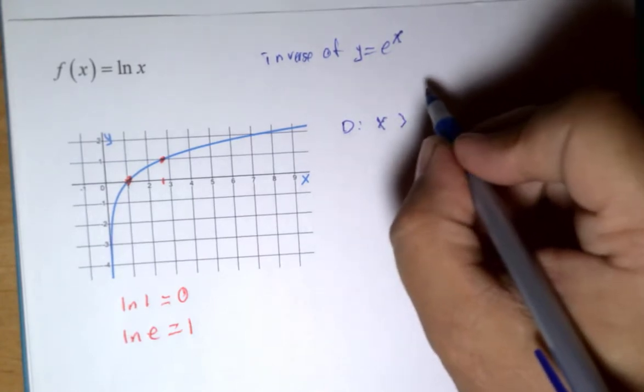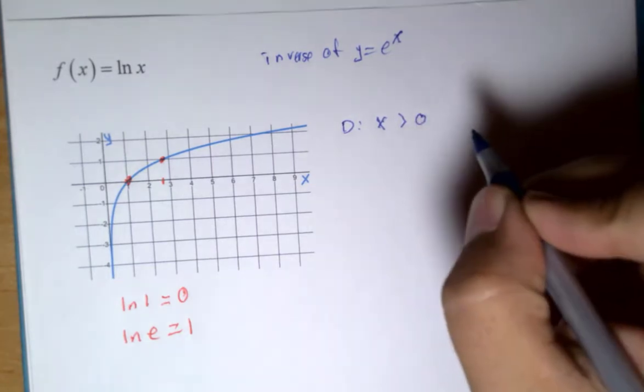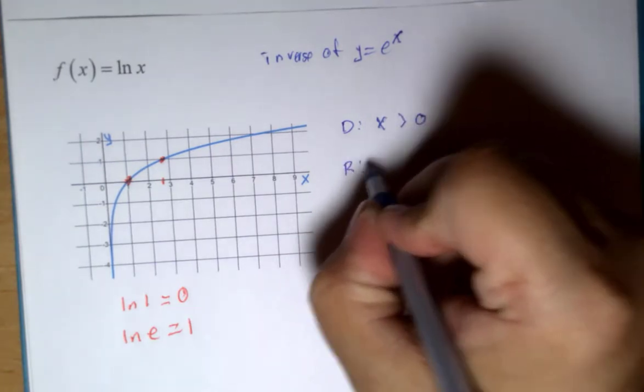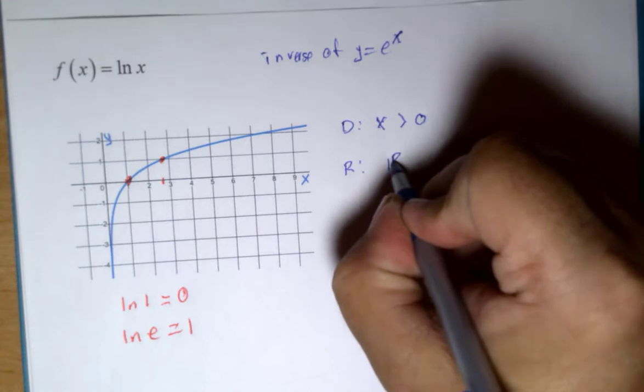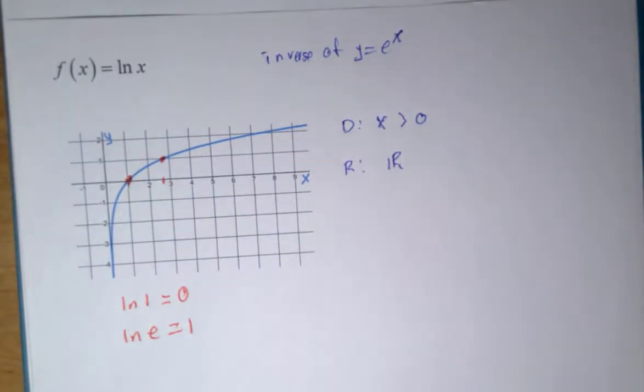Unless you want to play in the imaginary/complex world, which I'm not doing for the purpose of this video. So x values are positive, but the range goes down forever, goes up slowly, but forever. All reals, all reals.